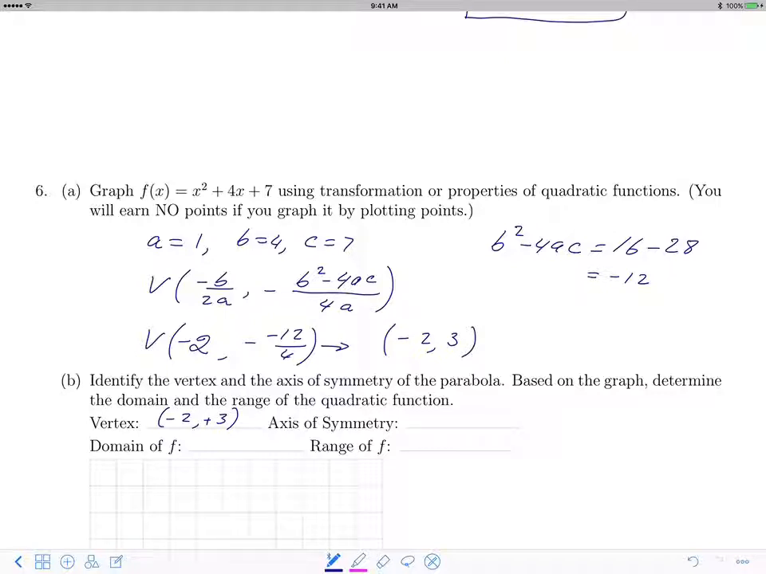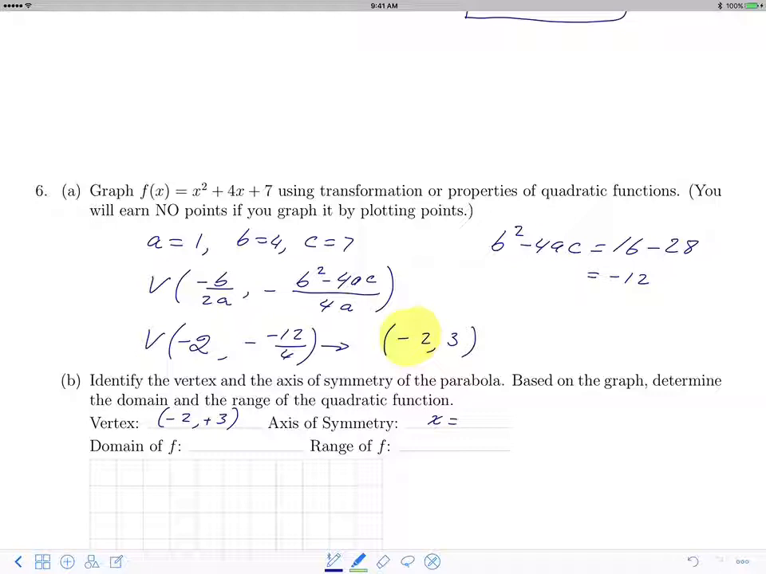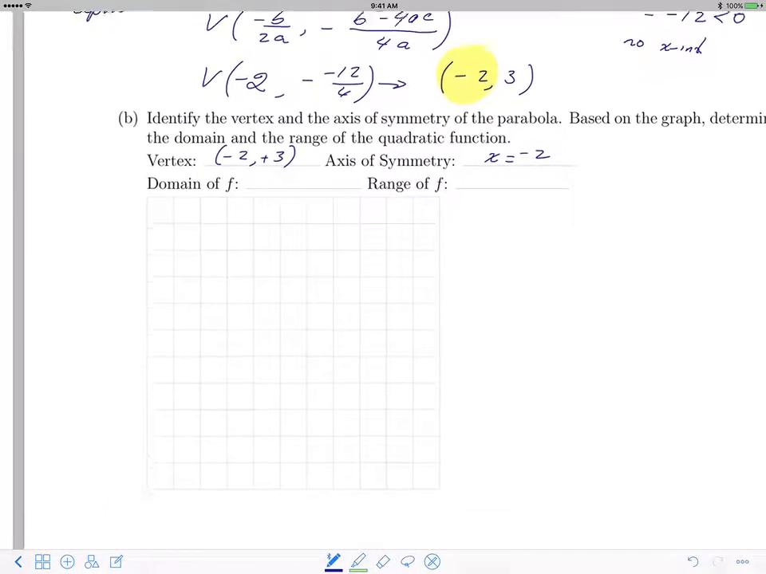The axis of symmetry is a vertical line, so the equation is x equals, and of course it has to go through the vertex, so we pick negative 2. Now, because a is positive, we know that the parabola is going to open upward. And because the discriminant is negative, we know that it's going to have no x-intercepts. Let's see if this makes sense.